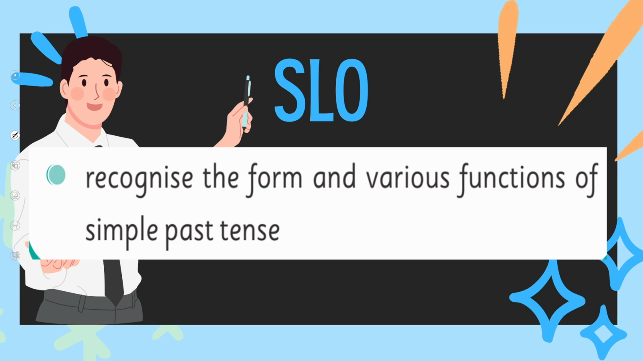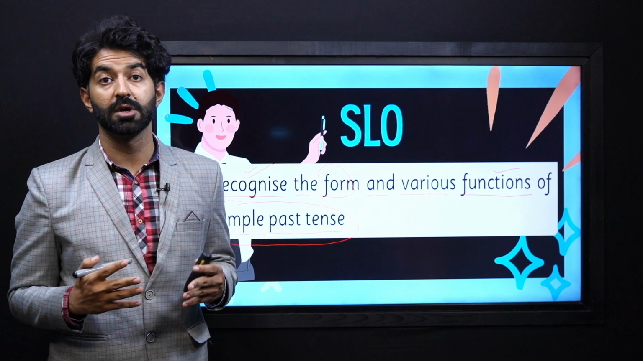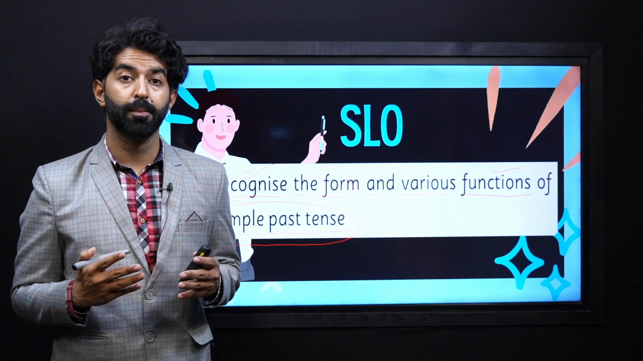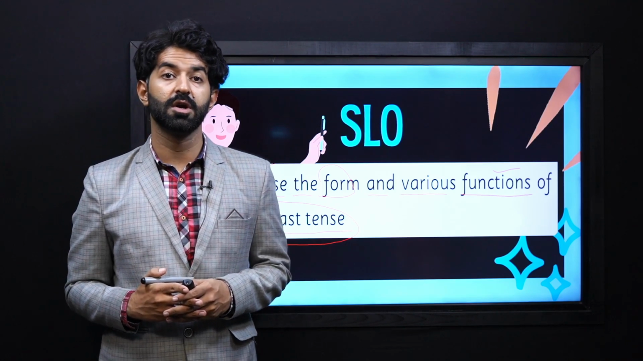So, our SLO is: recognize the form and various functions of simple past tense. So, we are supposed to learn about and recognize different forms and various functions of the tense, which is our simple past tense or past simple tense. This is our breakdown of our students' learning outcome.